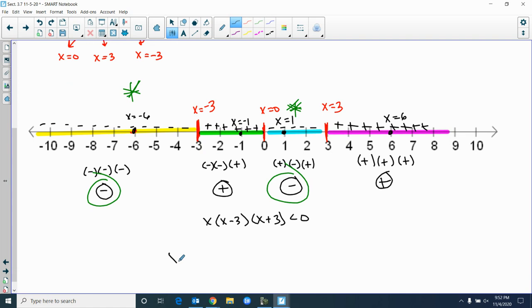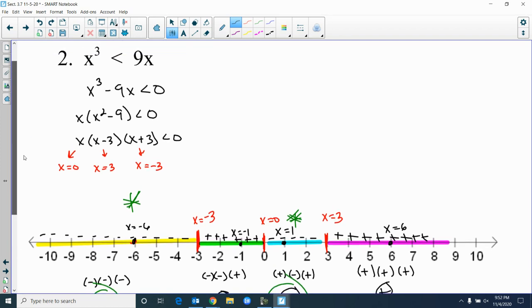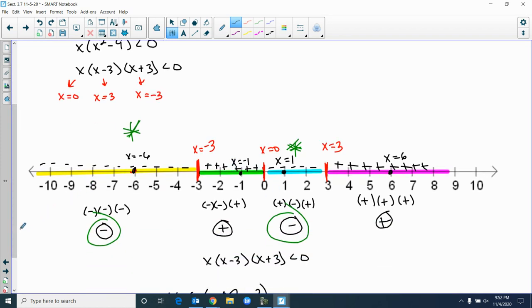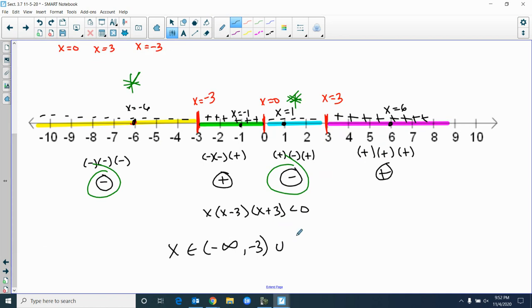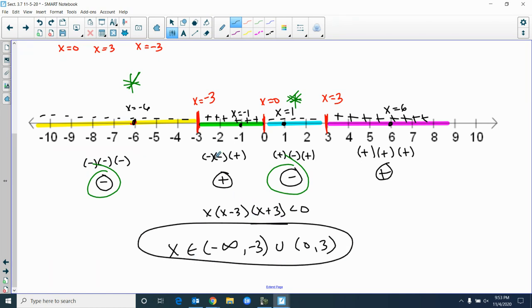Final answer, x exists in the intervals from negative infinity to negative 3. It doesn't include negative 3 because it's just, let me double check, just less than, not less than or equal to. Union, 3 to infinity. Whoops, never mind, not 3 to infinity. Union from 0 to 3. Sorry. Okay, there you go.